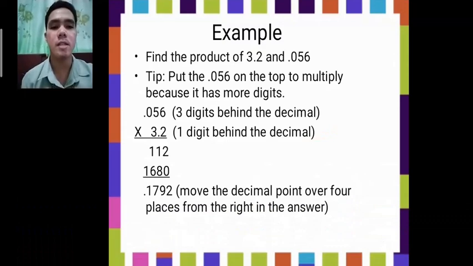Okay, so our answer will be 0.1792 or 1,792 ten thousandths. But why ten thousandths? Because we have tens, hundreds, thousands, ten thousandths. Okay? This will be our final answer.